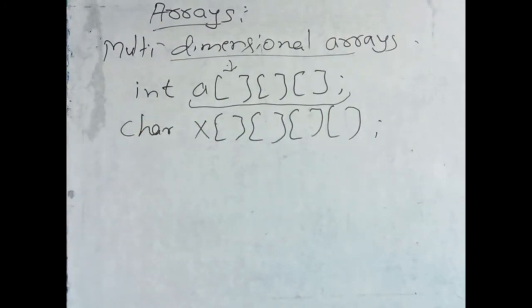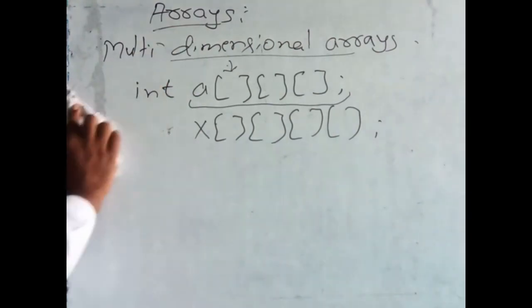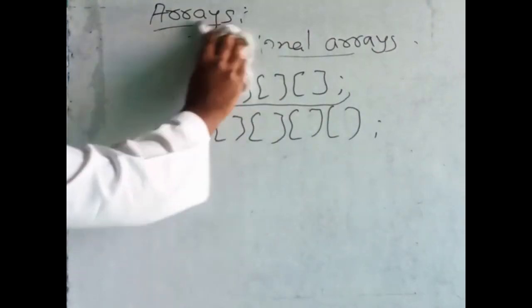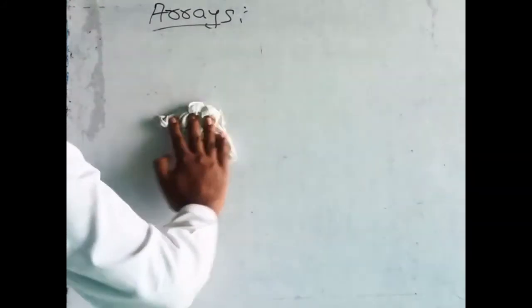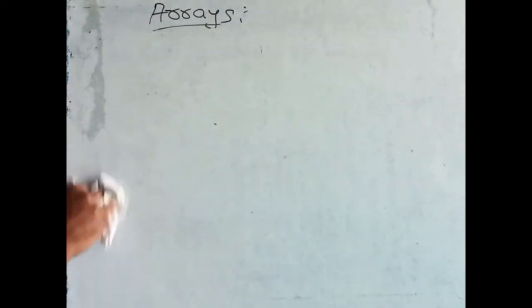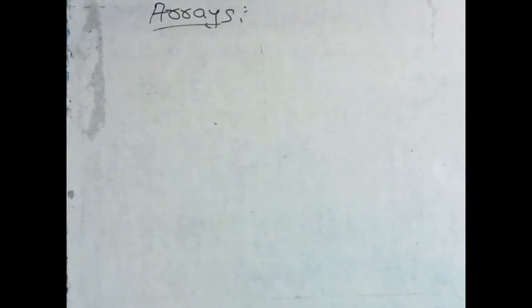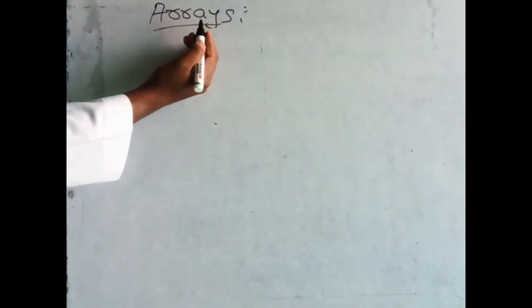Later, when we are writing programs, at that time you will understand how to use these things, how to display an array, how to read values for an array, everything we will see. Just remember what an array is. An array is a collection of elements with the same data type. If it is integer, all are integers only. If it is character, all are character types only.